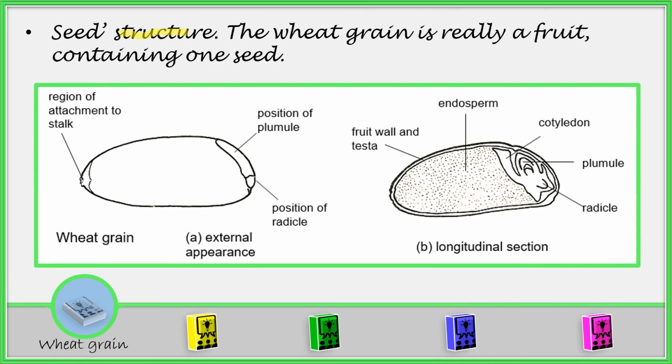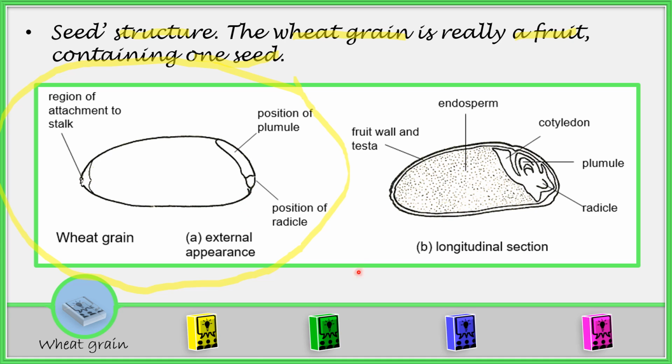Seed structure. Wheat grain is really a fruit containing one seed. So let's look at our wheat fruit here. We have a region of attachment to the stalk. And here we have the position of a plumule. And here we have the position of a radicle.